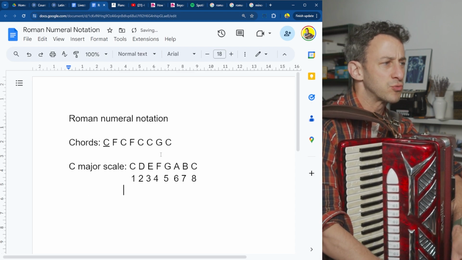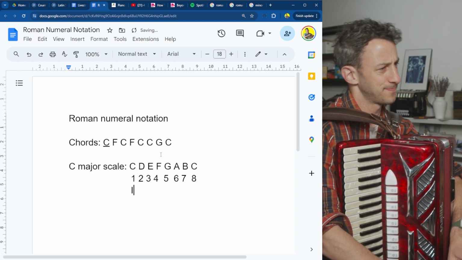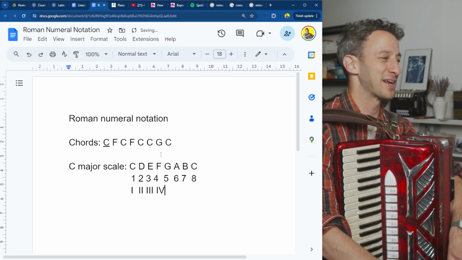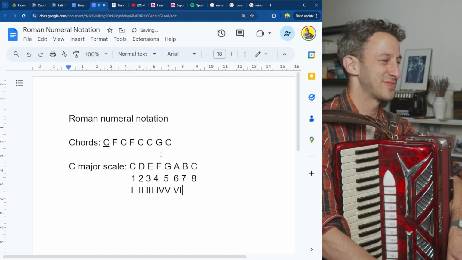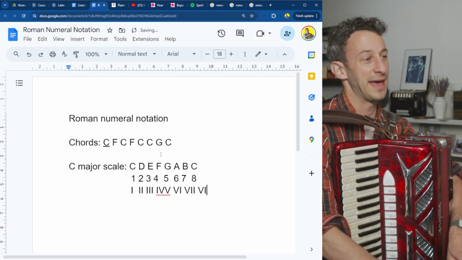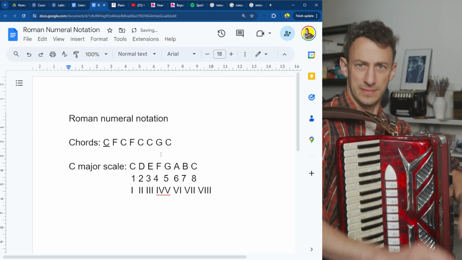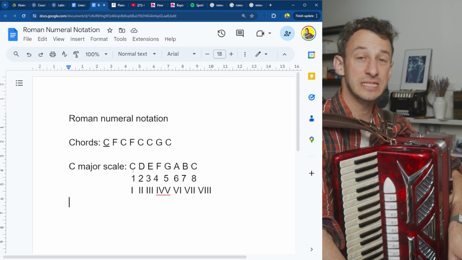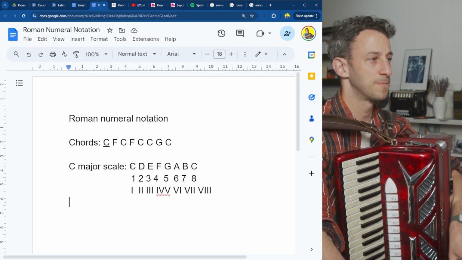This could also be Roman numerals, right? Trying to get my spacing right. 1, 2, 3, 4. We're going to run out. 5, 6, 7, and back to 8. Fine. Just like we do when we transpose songs, very similar.